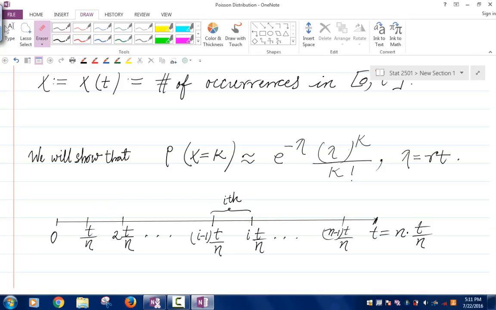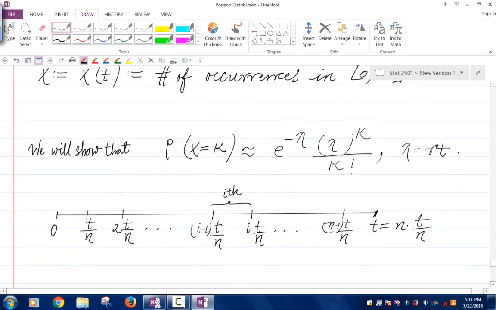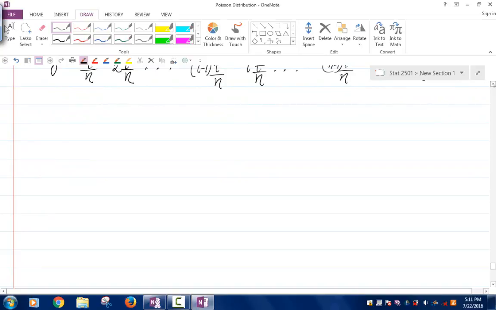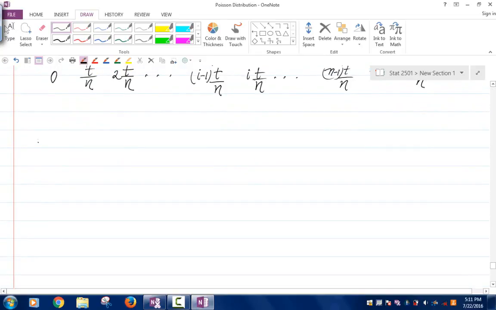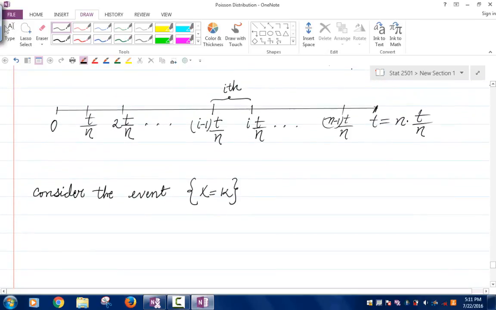Now what we need to do is take a closer look at the event X equals k, because we want to find the probability of that event. So consider the event X equals k. Now I am going to divide this event into two exhaustive events in the following way.